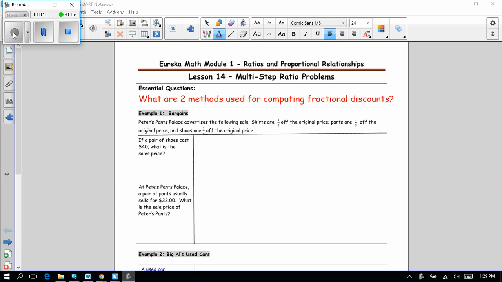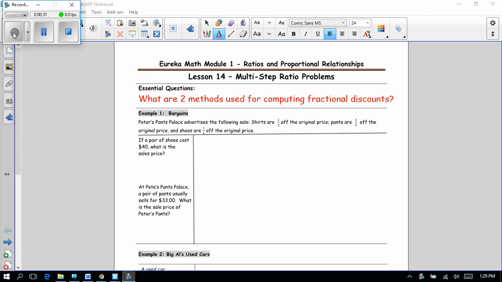You will notice that I already have my essential questions. Basically, what I want to know is, what are two methods used for computing fractional discounts? Okay, what are two methods used for computing fractional discounts? I hope to show you more than two ways.